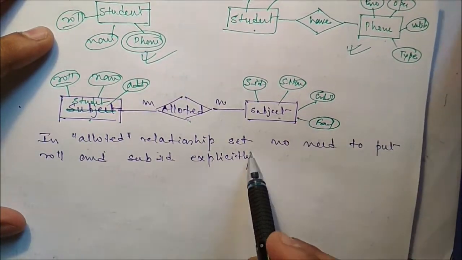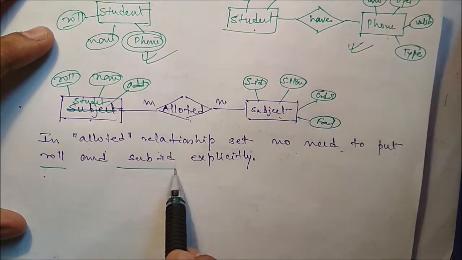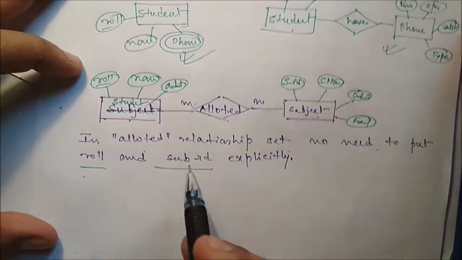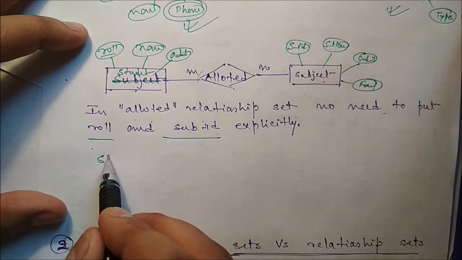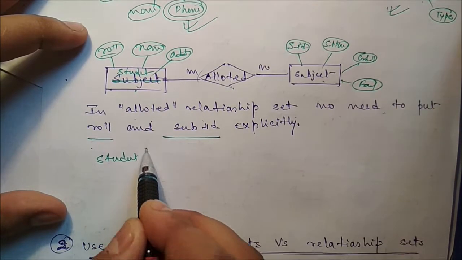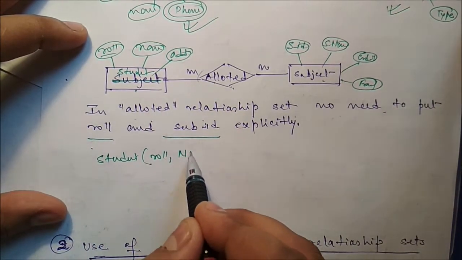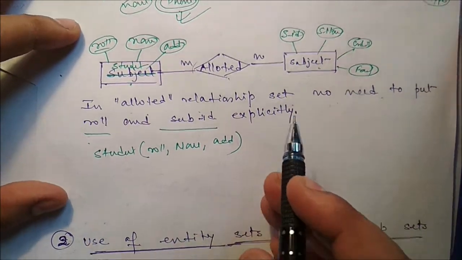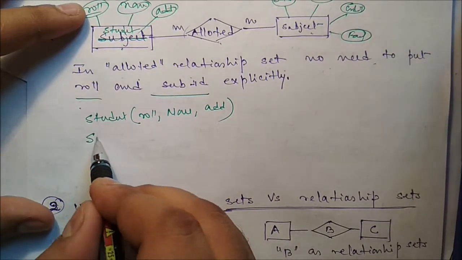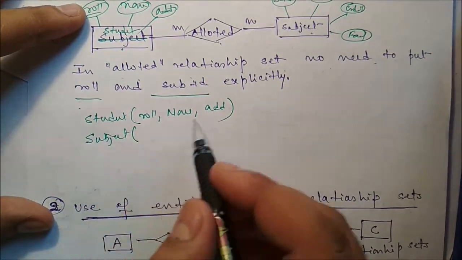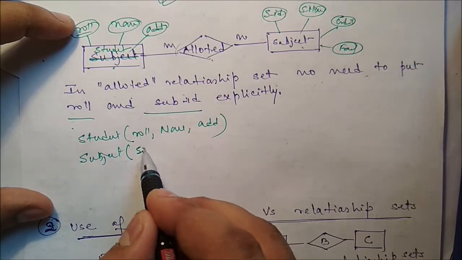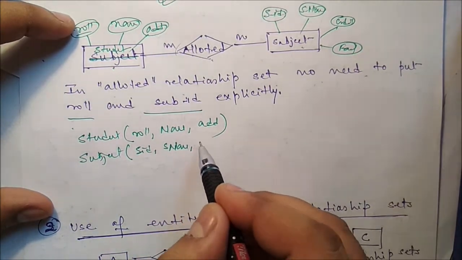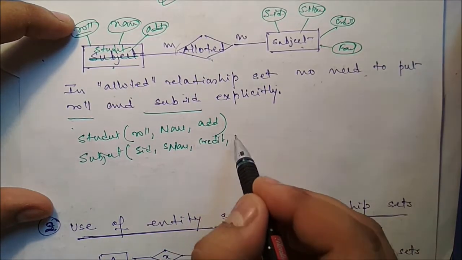Now in the allotted relationship set, no need to put roll number and subject ID explicitly. Now see, allotted is what? It is a relationship set. Now the attributes of the students are what? Roll number, name and address. Okay, now if it is a subject, here should be the subject ID, subject name, okay, credit of this particular subject and the faculty.